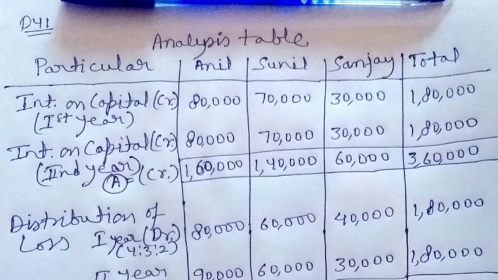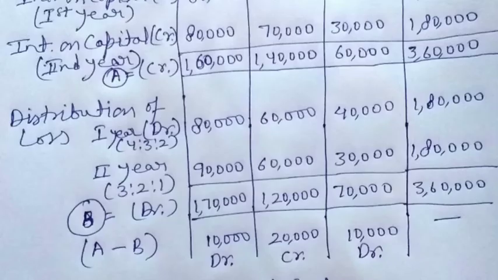Clear? Now we have to distribute this loss to the partners, because it is not distributed to the partners yet. The loss for the firm will be distributed in the first year as 4 is to 3 is to 1, and for the second year in the ratio of 3 is to 2 is to 1. In the first year, as you can see on your screen, it will be 80,000, 60,000 and 40,000, and in the second year it will be 90,000, 60,000 and 30,000.